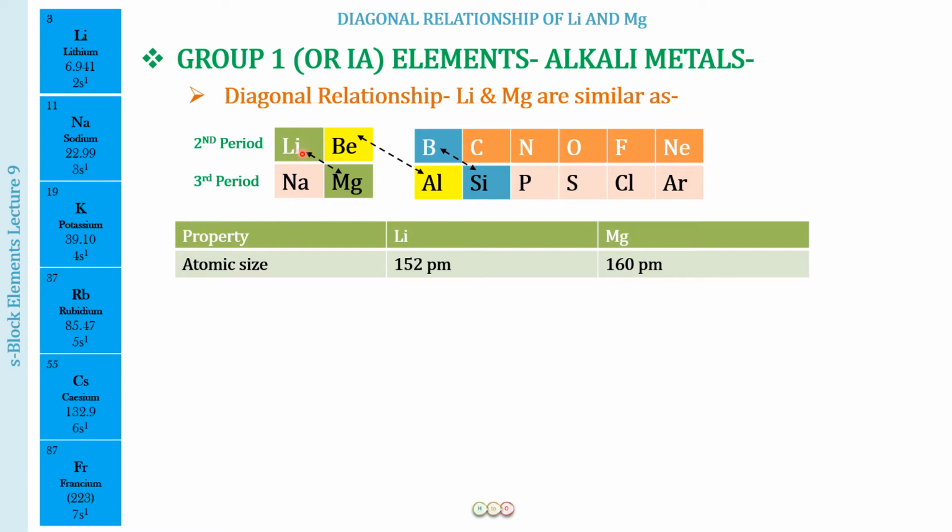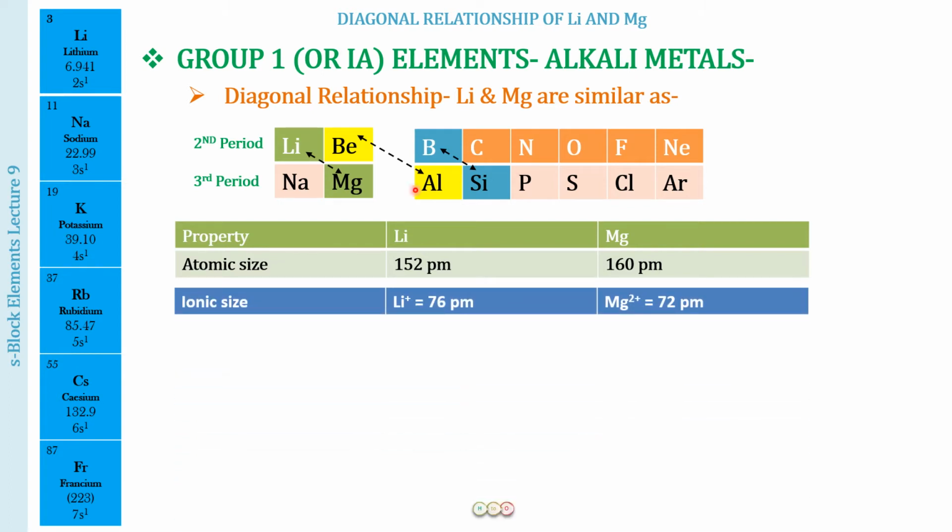So when we go from lithium to beryllium, the size is decreasing, and from beryllium to magnesium, the size is increasing. So as a result, on one side you can say a size decrease, and on the other side the size is increasing. So we find the sizes of both lithium and magnesium to be comparable, and this is going to be similar for the rest also. And then if you look at their ionic sizes, Li+ has a size of 76 picometer, and Mg2+ has a size of 72 picometer.